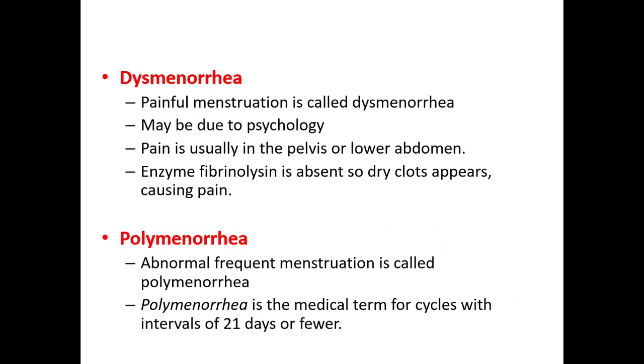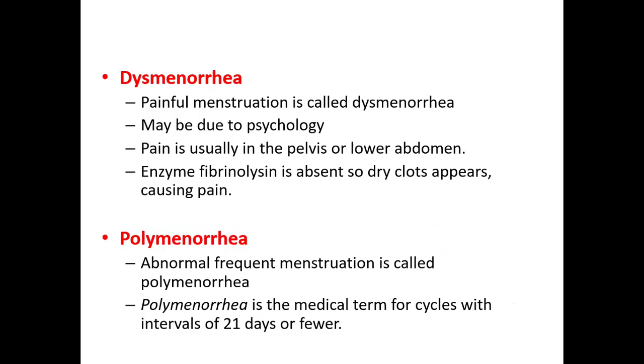Sometimes the common cause of dysmenorrhea is actually the lack of the enzyme fibrinolysin, and that is why there is formation of clots in the blood. Usually fibrinolysin is present in the menstrual blood, and that is why it fails to clot. But if this fibrinolysin is absent, this will lead to the formation of clots, and when the clots pass through the vaginal pathway, they lead to pain, which is known as dysmenorrhea.